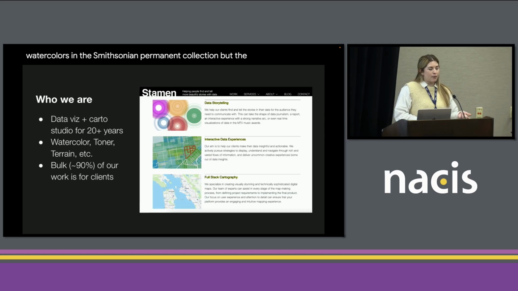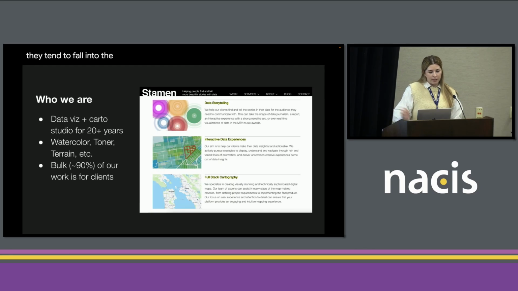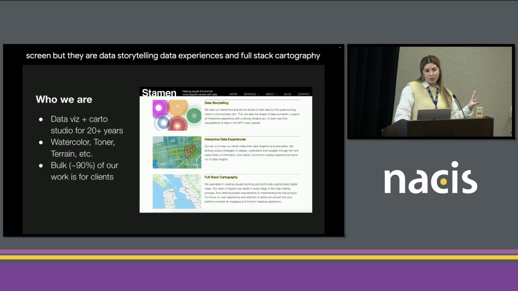But the bulk of the work we do actually is for clients. I would say like 90%, maybe more than that actually. And they tend to fall into the buckets that you see here, which are small on my screen, but they are data storytelling, interactive data experiences, and full stack cartography. And so I'm going to focus mostly on cartography, probably mostly that last bucket, but I work on all of these, so a lot of this advice is applicable to all three.